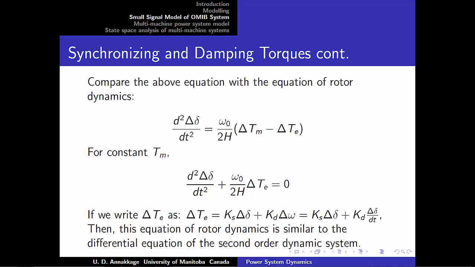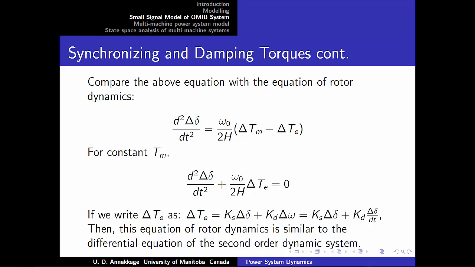Now if delta Te is in phase with delta delta, this equation represents simple harmonic motion. But delta Te is not in phase with delta delta. We will see this in the next few slides. Typically, delta Te has a component in phase with delta delta and another component in phase with delta omega. These two components are in quadrature. Delta omega, being the derivative of delta delta, leads delta delta by 90 degrees.